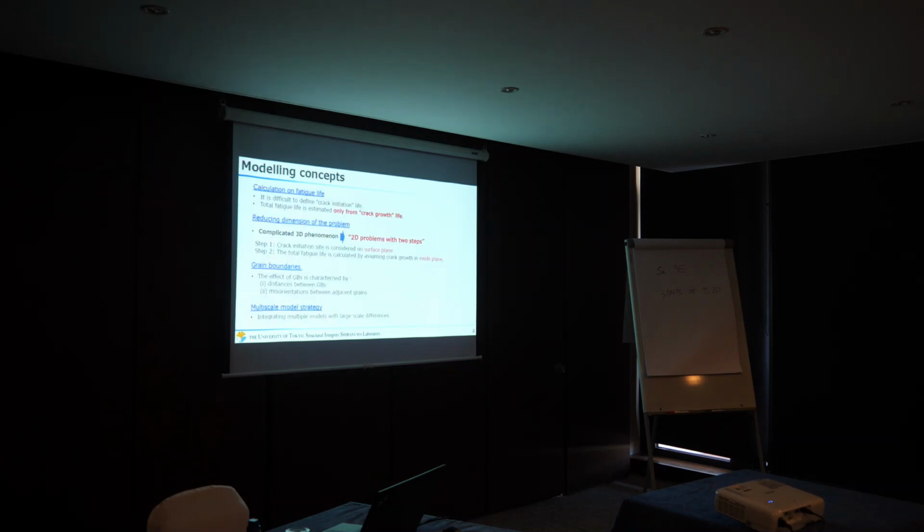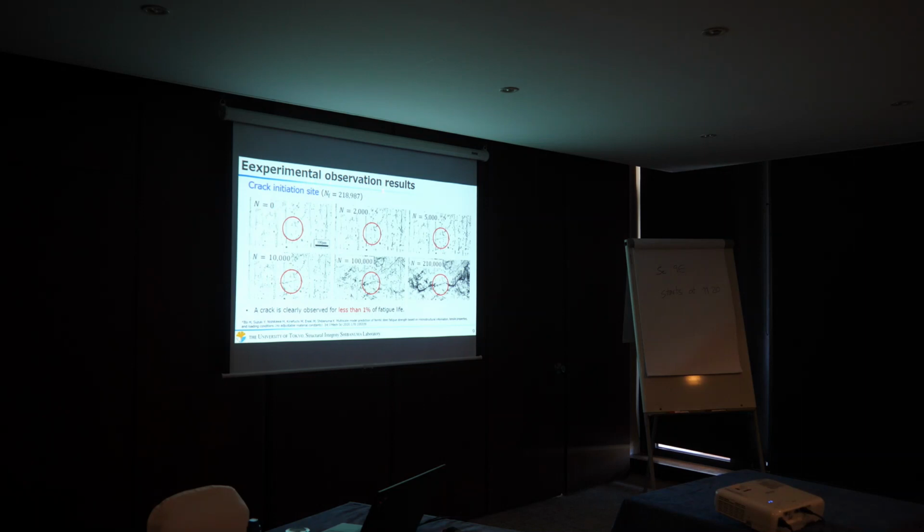Okay, I would like to introduce our modeling concept. Firstly, we know it's not easy to define the crack initiation length. From our experiment observation, we focus on the crack initial sites, right here. We can find the small crack when the cycle number is 2000. However, the total fatigue life is more than 200,000 cycles. So that means a crack can be observed for less than 1% of the fatigue life, and that means the crack growth life is more than 99%.